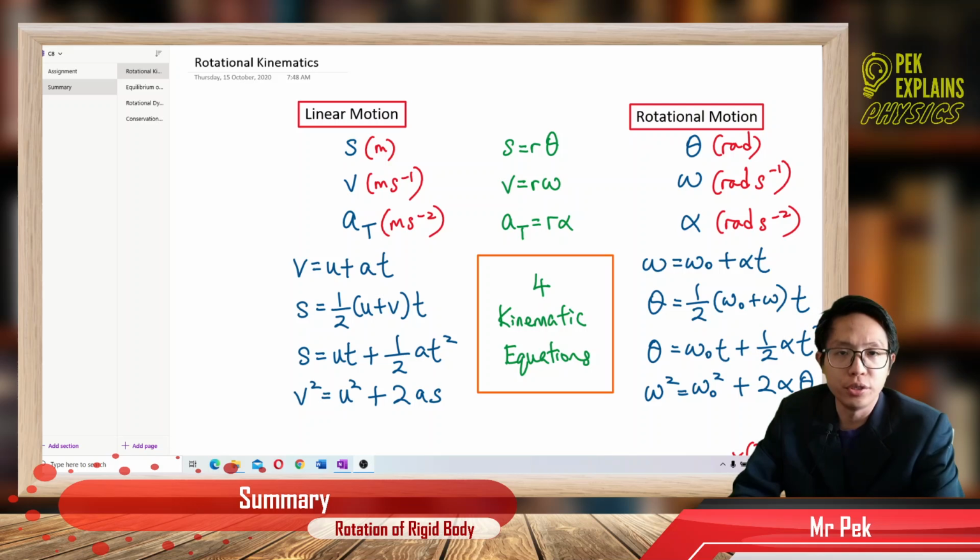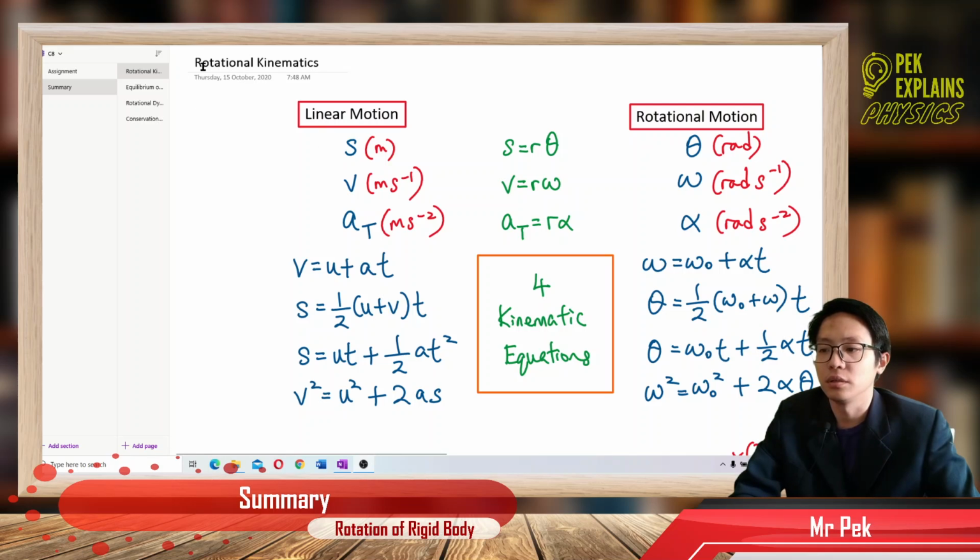Today I'm going to start a new chapter called The Rotation of Rigid Body. In this chapter, you are going to learn 4 subtopics. The first one is called Rotational Kinematics. I'm sure you learned about this chapter before, but in terms of linear motion.